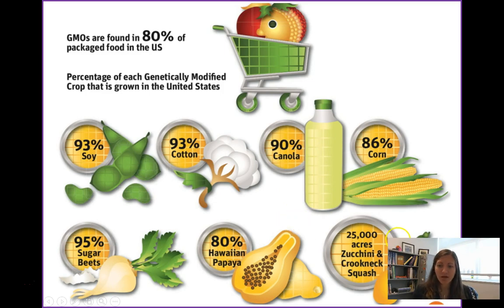Papaya, zucchini, and yellow squash, a lot of these are genetically modified. But that's about it. So most of the stuff that we're eating, the fruits and vegetables you're eating, are not genetically modified. That apple you're eating is an apple. There's no DNA from any other organism inside that apple.